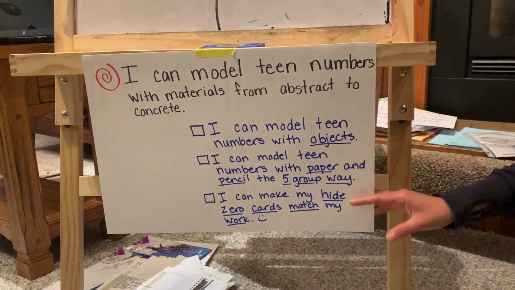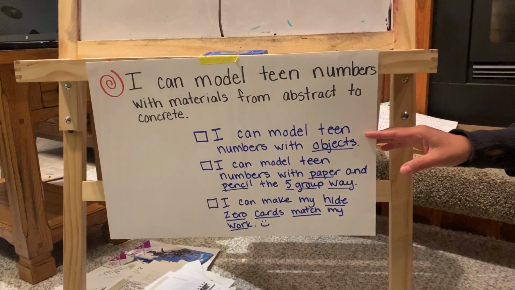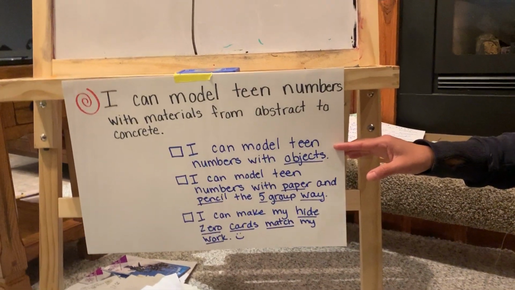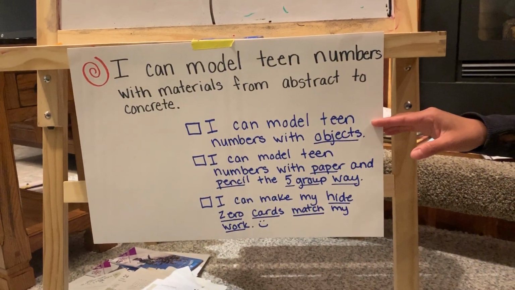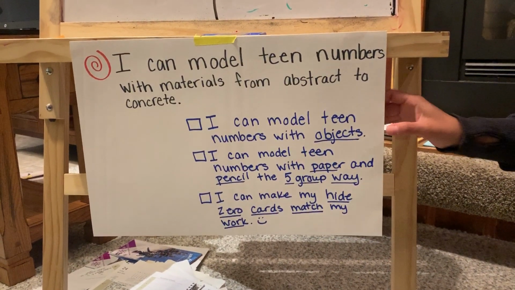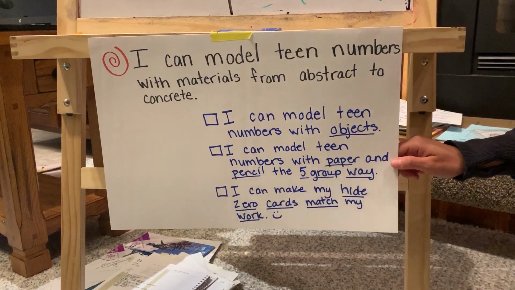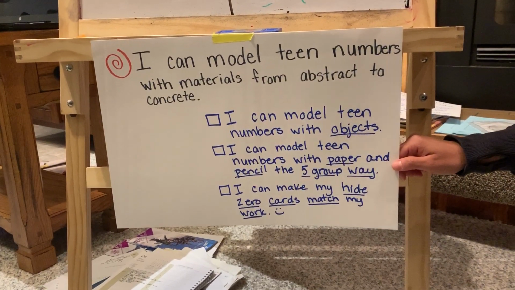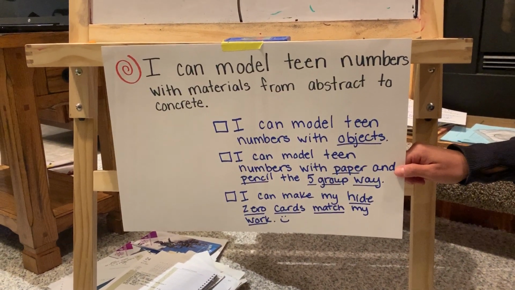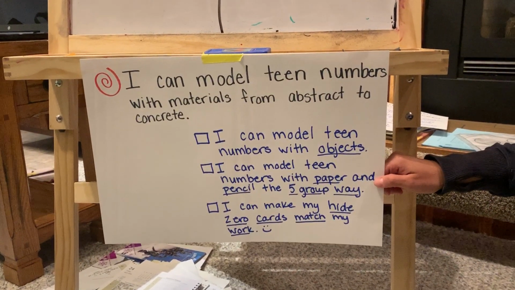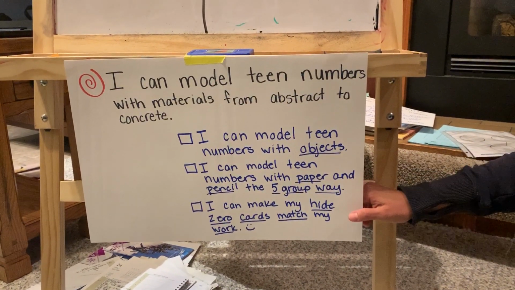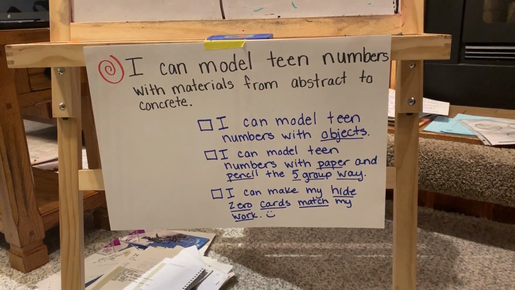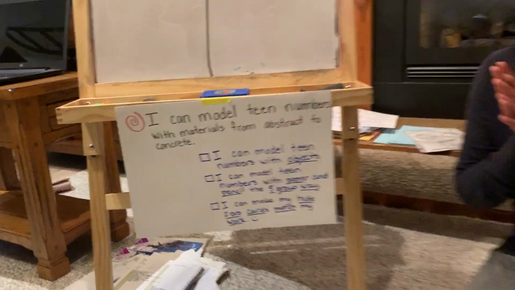So your 3 skills that you're going to be working on. Number 1, you're going to show us that you can model teen numbers with your objects. Now remember, I asked you to grab your 20 objects and 10 of them needed to be the same and the other 10 needed to be something different. So make sure you have those. The second skill is that you can model teen numbers with paper and pencil the 5 group way. This skill we're actually going to do towards the end of our lesson. So we'll work on that again at the end, but just know that that is going to be coming up. And then the last one is that you're going to be able to make your hide zero cards match your work. So let us go ahead and get started.